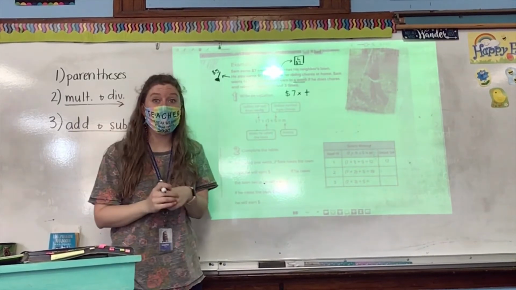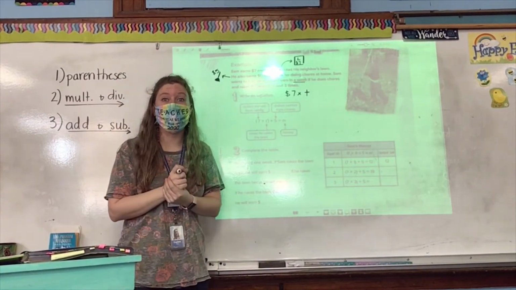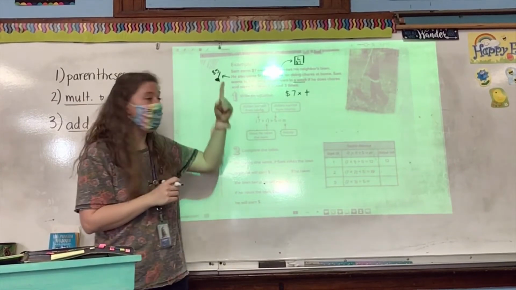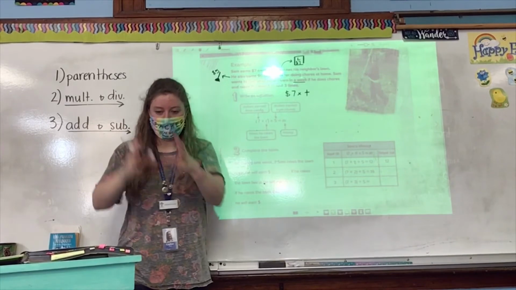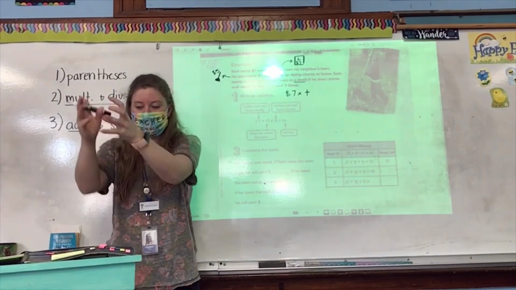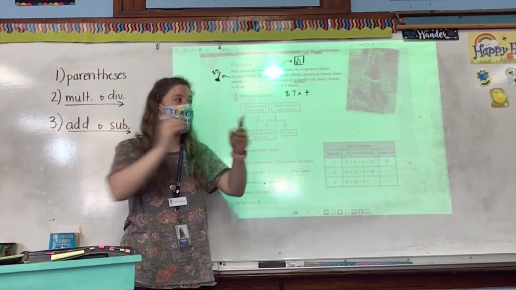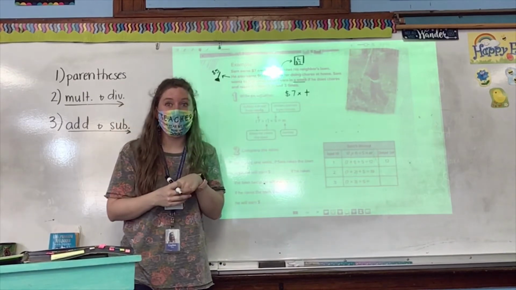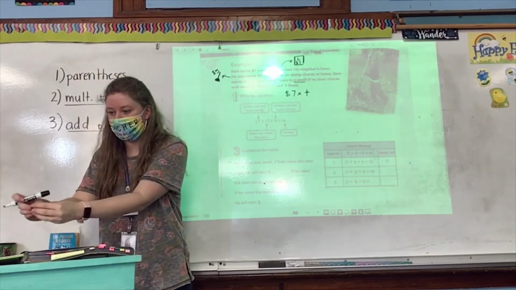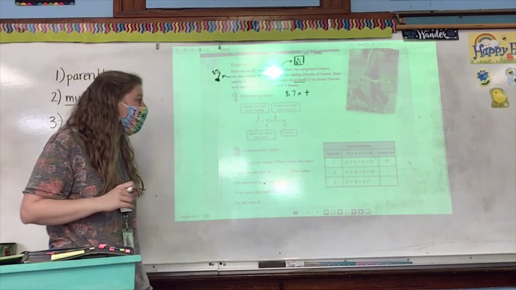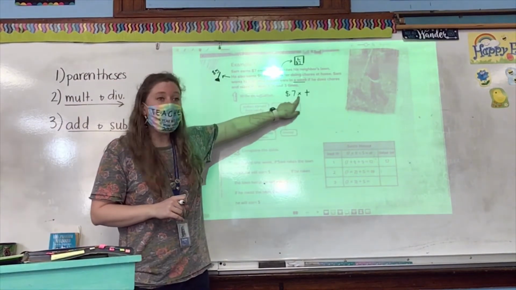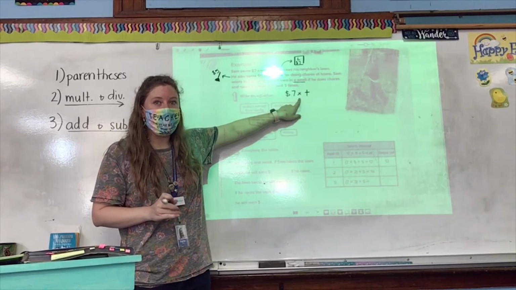Because each time he rakes, we repeat that $7, right? He rakes once, he just gets $7. He rakes twice, well, he gets $7 each time. So $7, $7. If he rakes 3 times, we repeat it 3 times. $7 here, $7 here, $7 here. Very good. So now this will tell us how much he makes for raking the lawns.